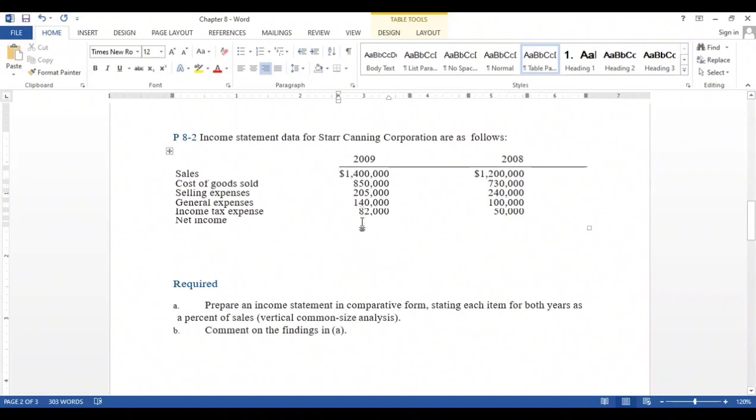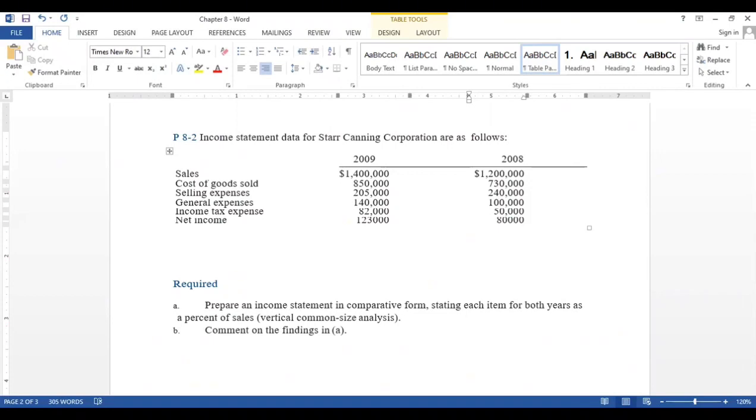So here the net income for 2009 is 1 lakh and 23,000, and for 2008 we will repeat the same process. Sales, which are 12 lakh, minus the cost of goods sold 7 lakh 30,000, minus 2 lakh 40,000, which is selling expense, minus general expense, which is 1 lakh, minus income tax expense, which is 50,000. So we get the net income 80,000. Here we have completed the income statement.